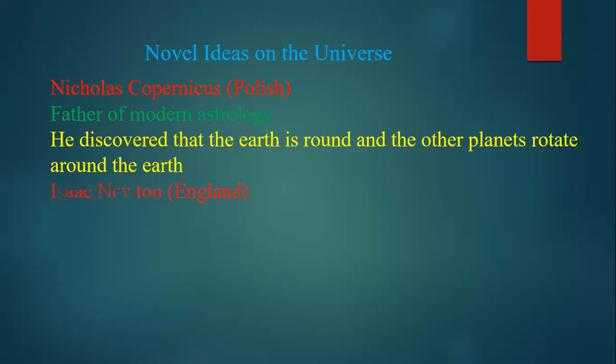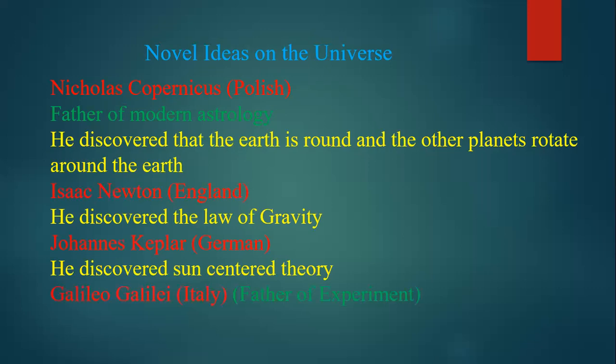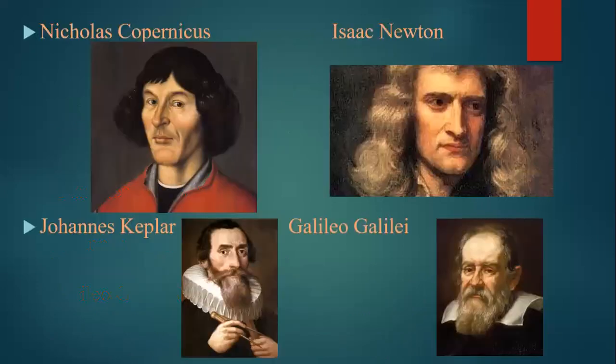Leonardo da Vinci. Even the next thing, Isaac Newton, England, he discovered the law of gravity. Johannes Kepler, he discovered the sun-centered theory. Sun-centered theory means all the planets are revolving around the sun. Galileo Galilei, father of experiment, he invented the telescope and observed the objects in the sky and discovered craters on the moon and subplanets of Jupiter. Nicholas Copernicus is here, Isaac Newton is here, Johannes Kepler is here, Galileo Galilei is here.